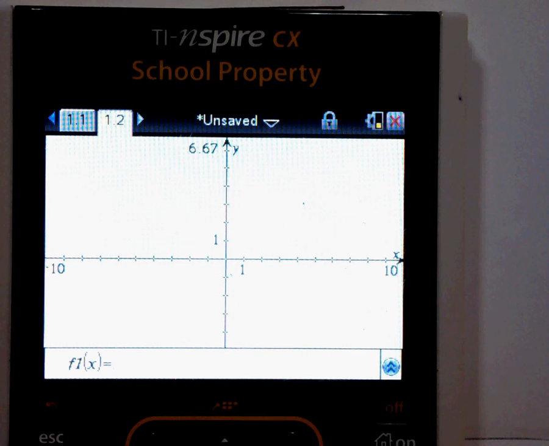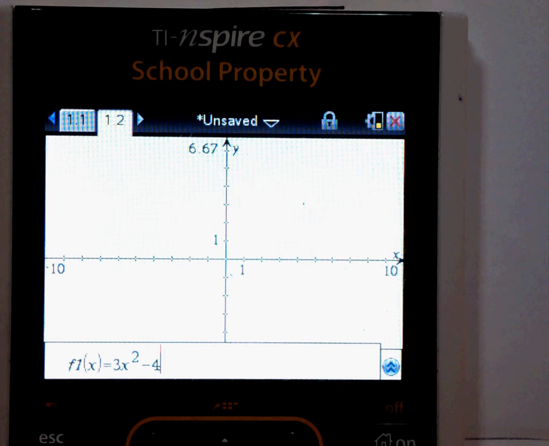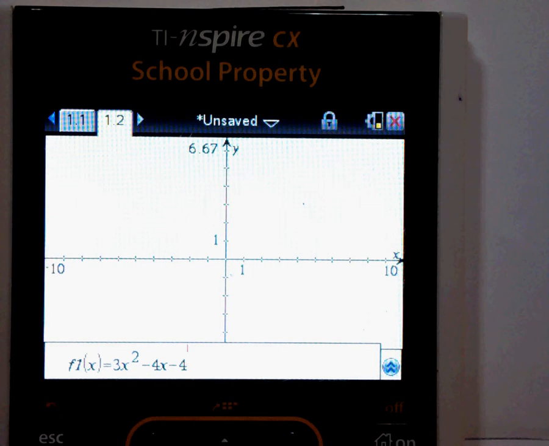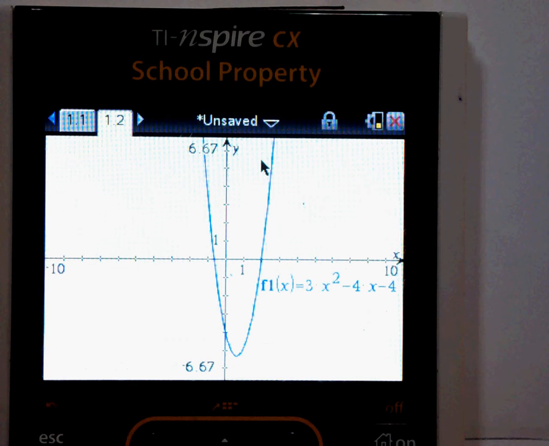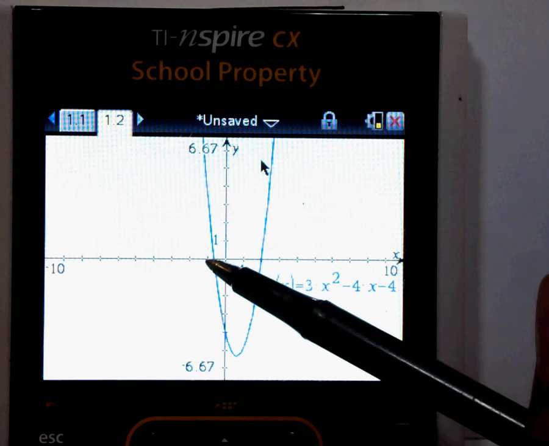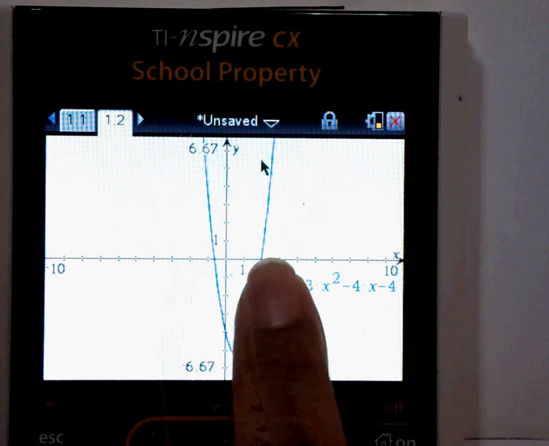And I'm going to type in the quadratic equation, 3x squared minus 4x minus 4. The squared I got next to the 4 on the calculator, the x squared button. And so it gives me my 2 solutions right there where it crosses the x-axis. So when you do there and there.